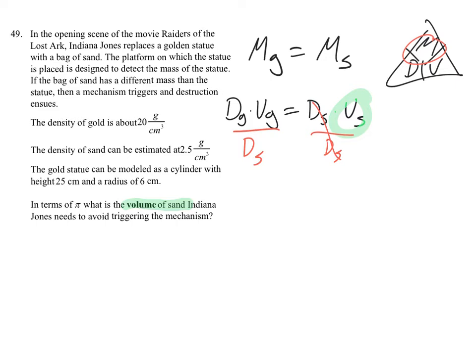Just divide both sides by the density of sand. And we have the volume of sand equals the density of gold times the volume of gold divided by the density of sand. Well, they give us these numbers. We actually have this information, right? The density of sand is right here, and the density of gold is right here. But the volume of gold, we have to calculate that based on these dimensions they give us, because they tell us it's a cylinder and it has a height of 25 and a radius of 6. So we're actually going to have to calculate the volume of gold. So let's figure out what the volume of gold is.